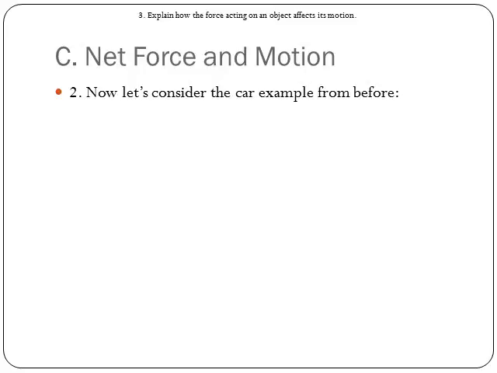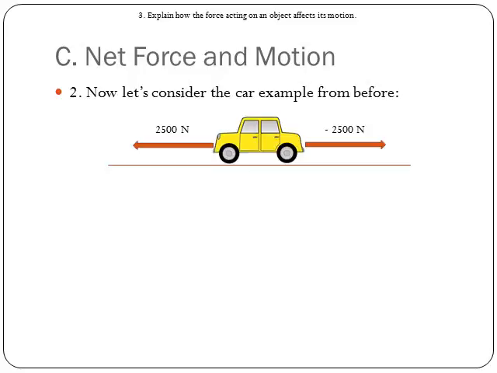So let's consider the car example from before that we looked at. And just a reminder here, we had a car that we said was traveling to the left, and the traction pushing the car to the left was 2,500 newtons. The air resistance pushing the car to the right was negative 2,500 newtons, just because it's opposite of the traction.